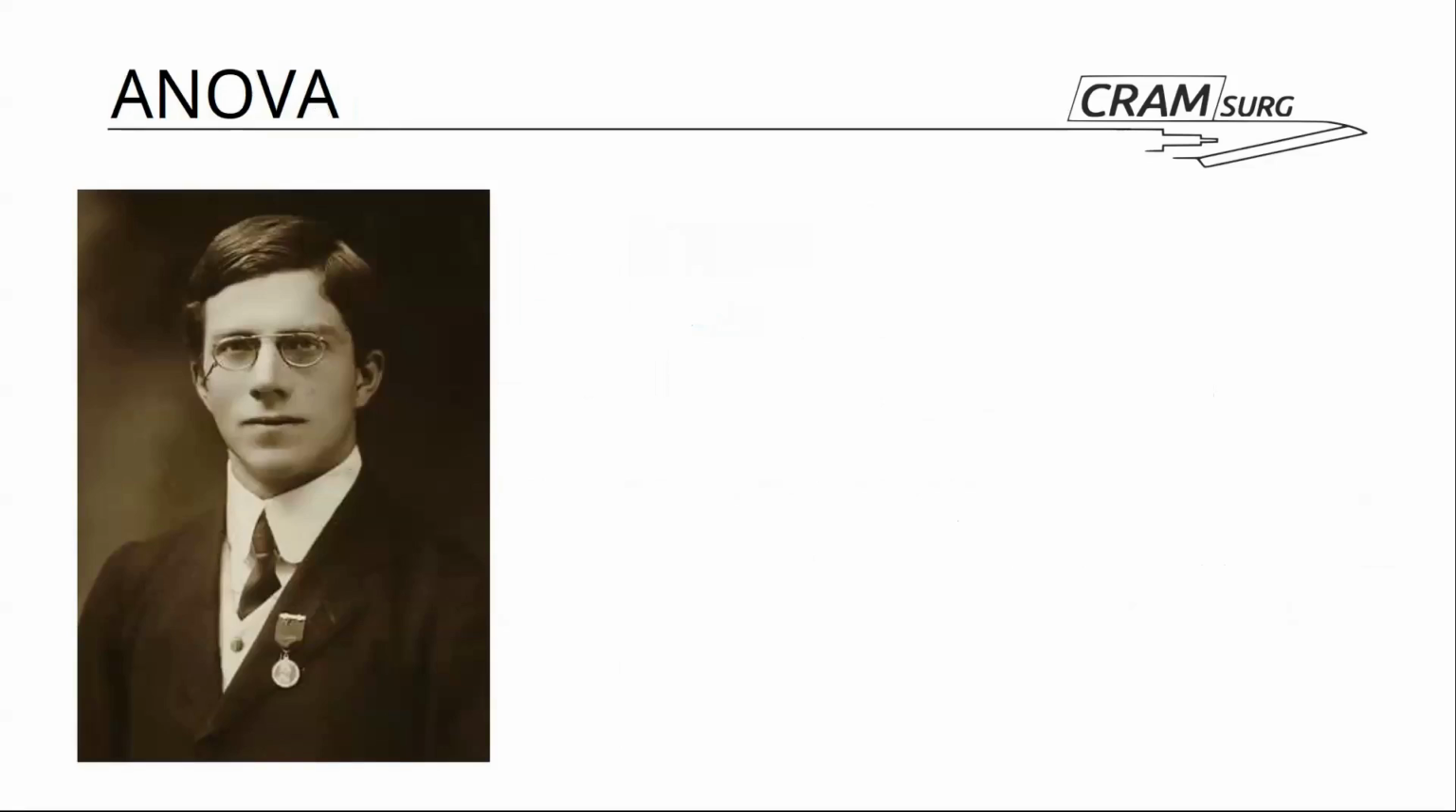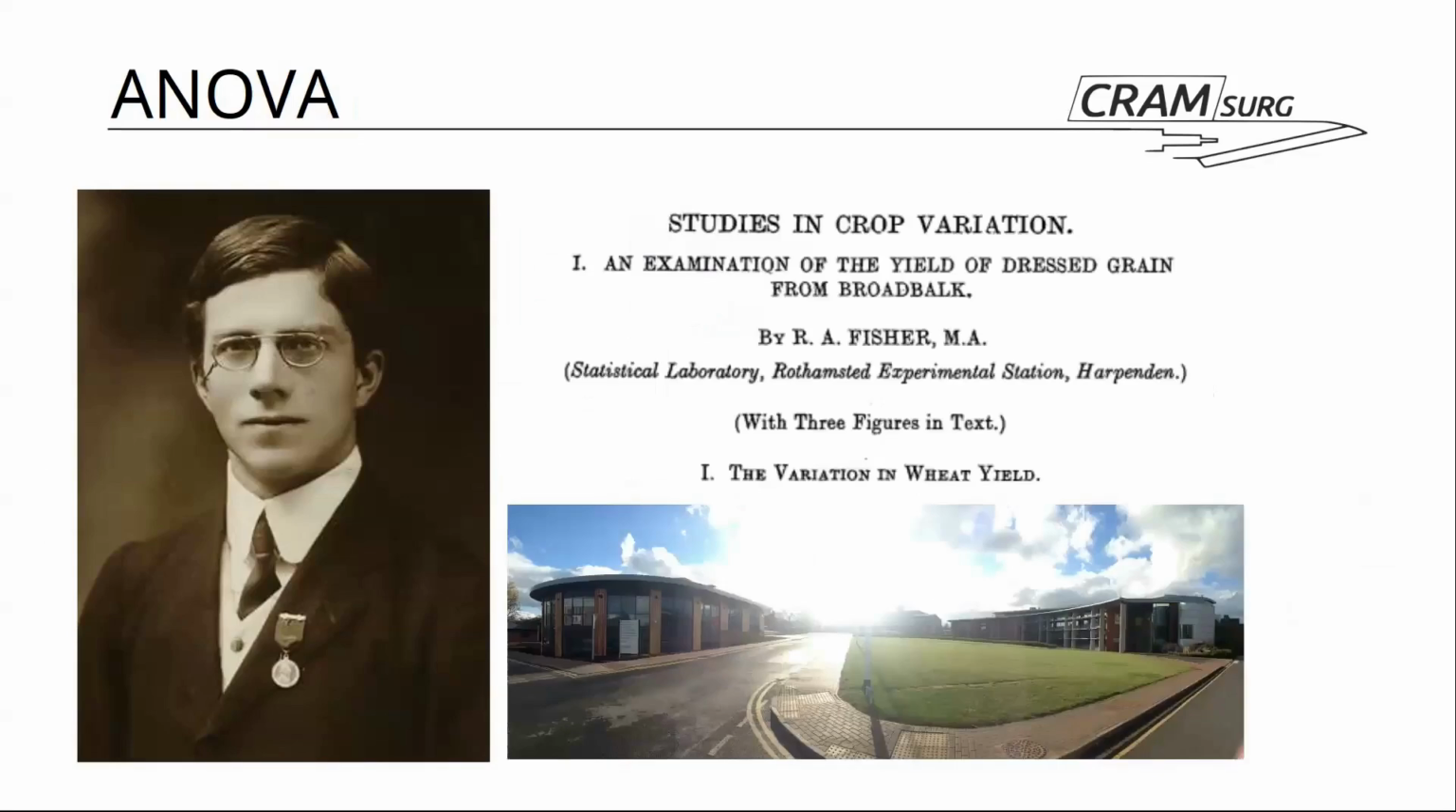So let's talk about ANOVA. ANOVA is one of the many products of Fisher. Now, Fisher presented a work related to analysis of variance back in 1921, when he was working, guess on what? On crops, similarly to what Student, so to speak, was doing.